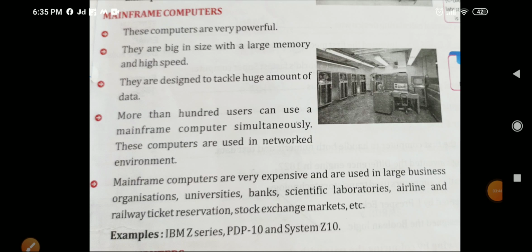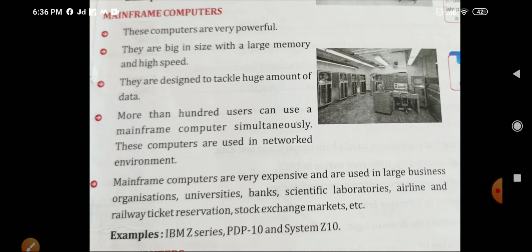Next is mainframe computer. These computers are very powerful. They are big in size with a large memory and high speed. They are designed to tackle huge amounts of data. More than 100 users can use a mainframe computer simultaneously.